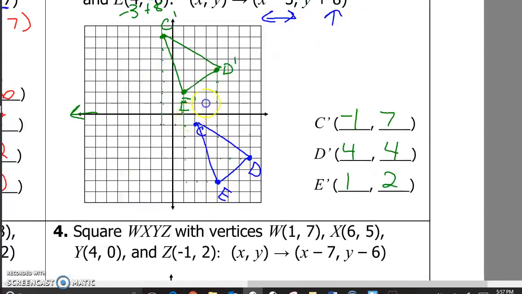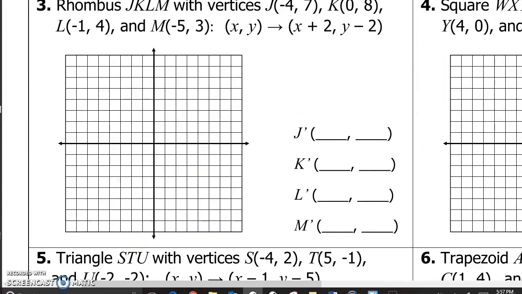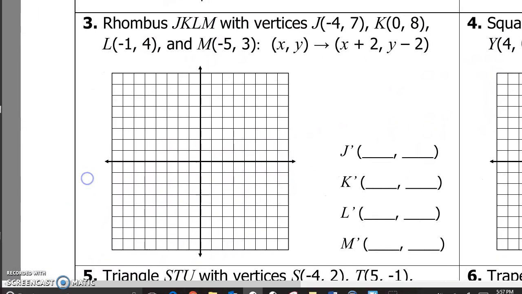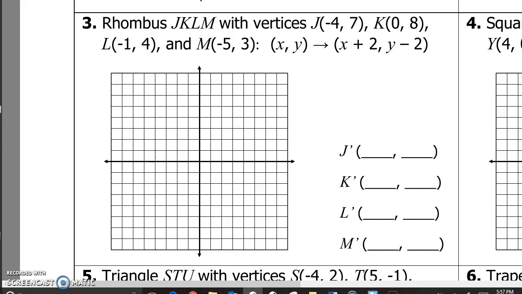Okay, so let's look at example 3 and 4. We've got a rhombus, JKLM, with vertices J at negative 4, positive 7. K is at 0, 8. L is at negative 1, 4. And M is at negative 5, positive 3.